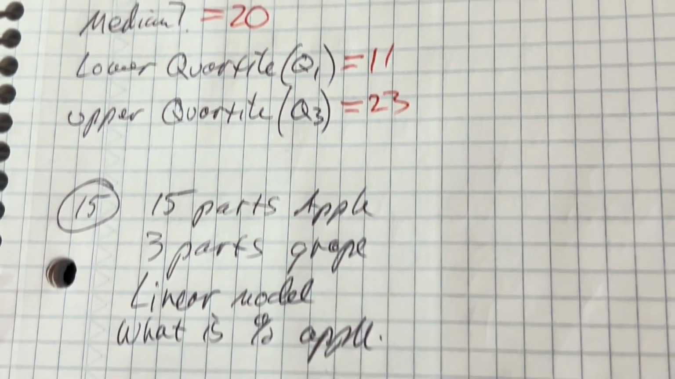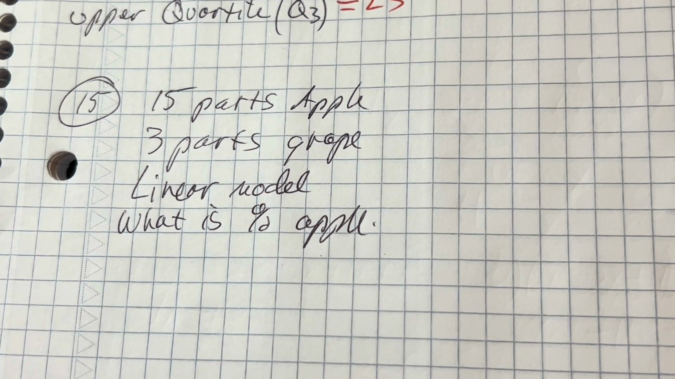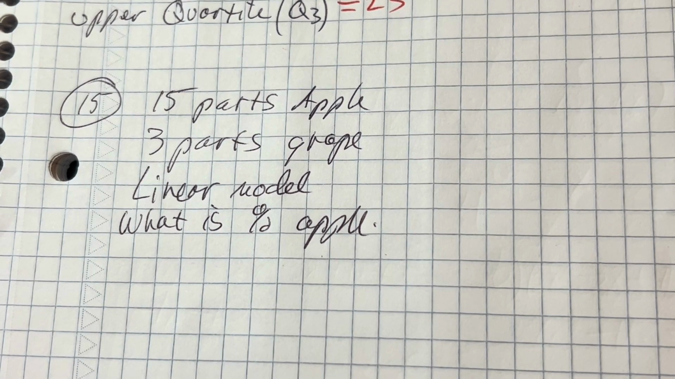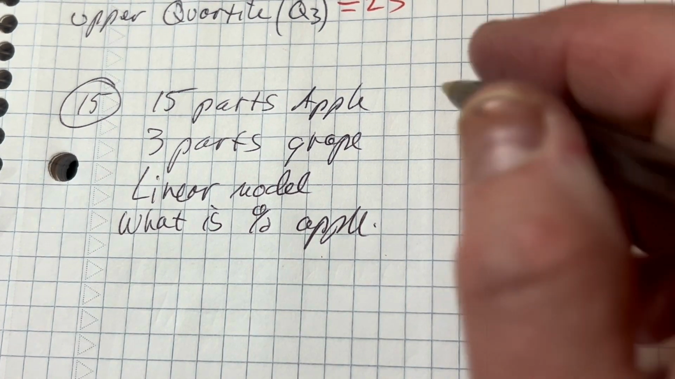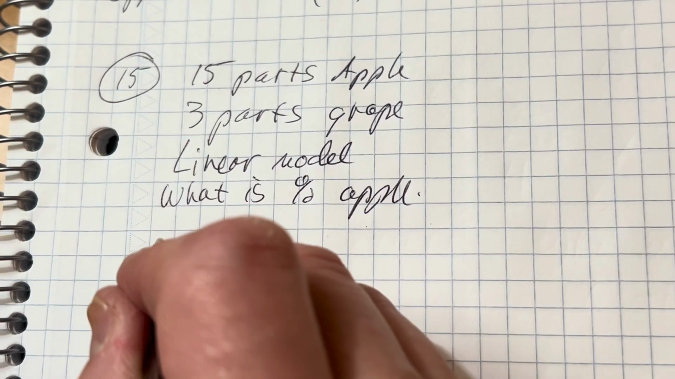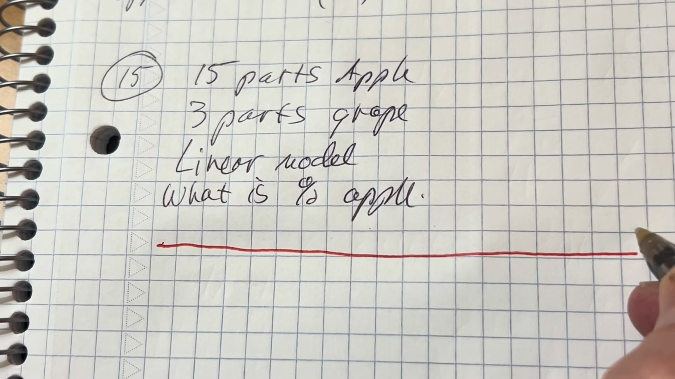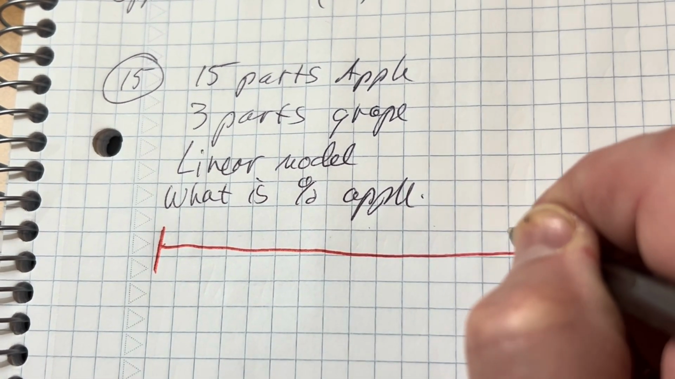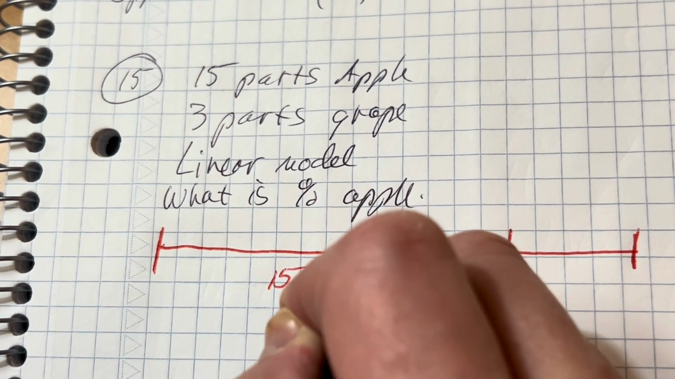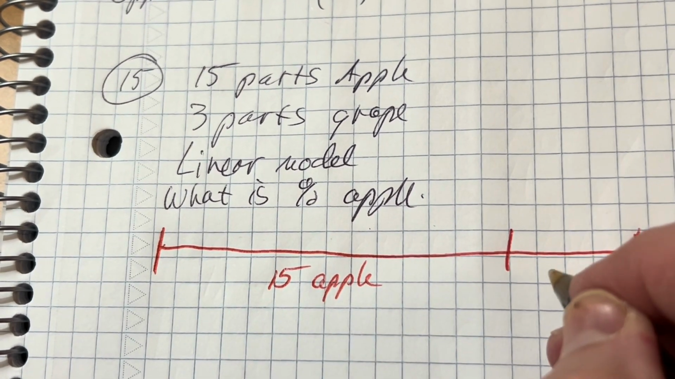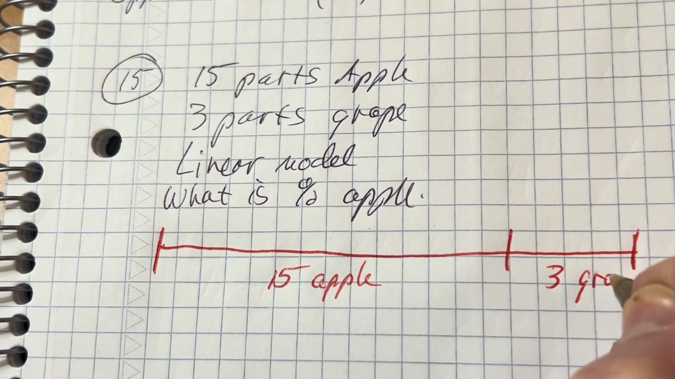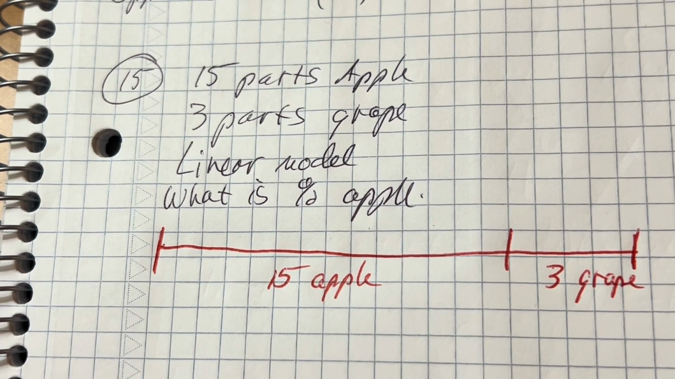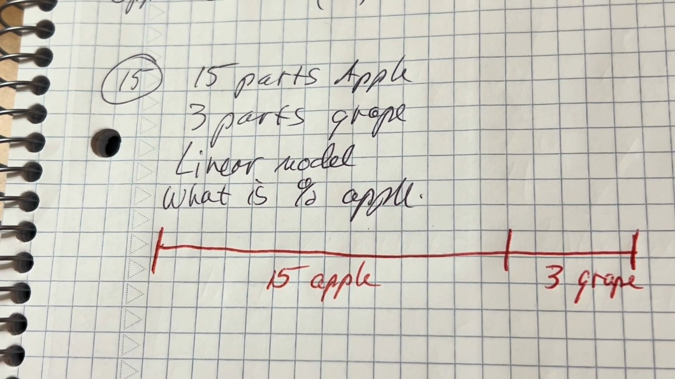Number 15: 15 parts apple, 3 parts grape. What is the percentage of apple? How does one do that problem? Well, I think it's easiest to go ahead and make a linear model. So let's make a linear model, okay? I know I'm going to have 15 parts apple. Okay? I'm going to have 3 parts grape. So how about a grape-apple mixture? How do I know what the percentage of apple is?